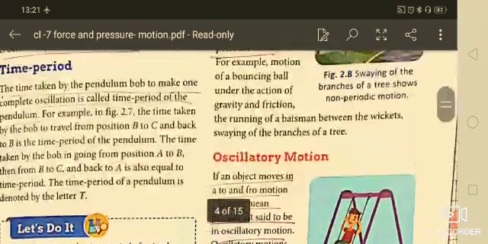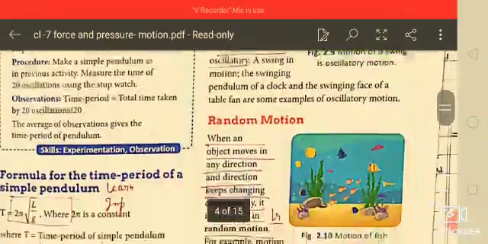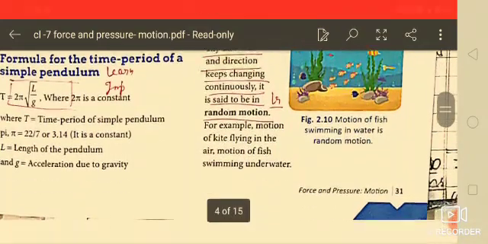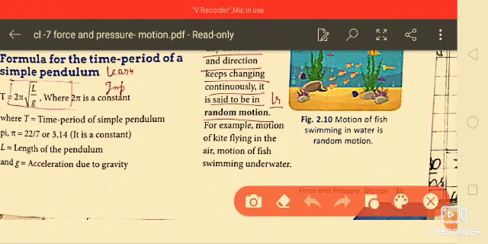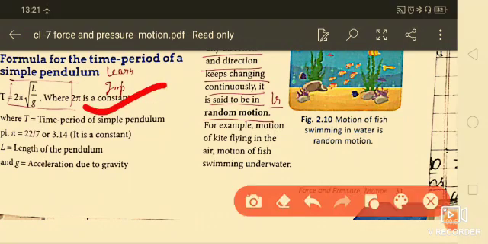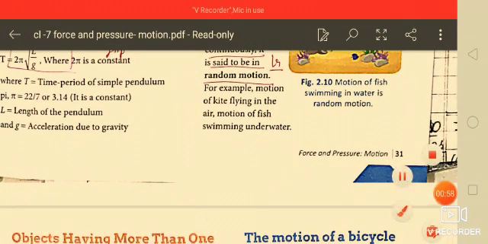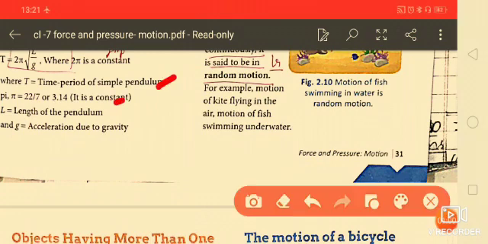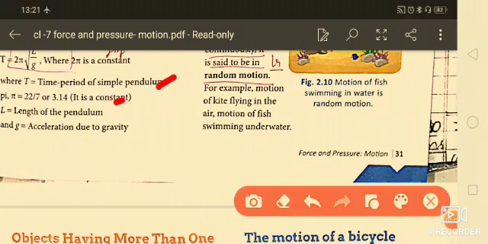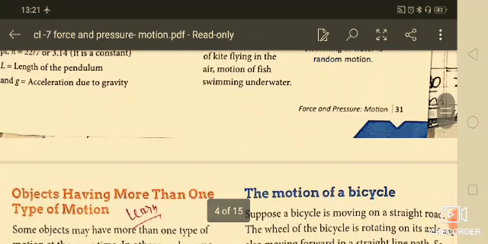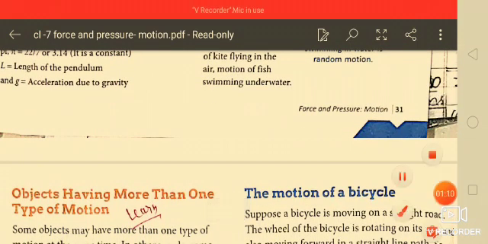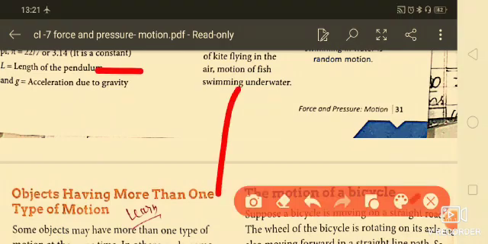Now the next topic is the formula for the time period of a simple pendulum, that is T equals 2 pi under root L upon g, where T is the time period of the pendulum, pi is equal to 3.14 or 22 by 7, g is the acceleration due to gravity, and L is the length of the pendulum.